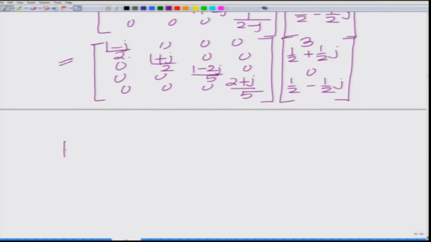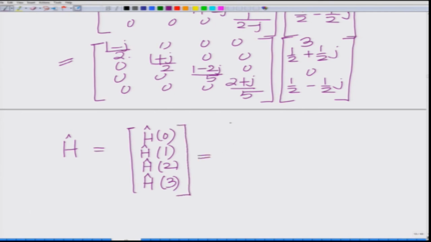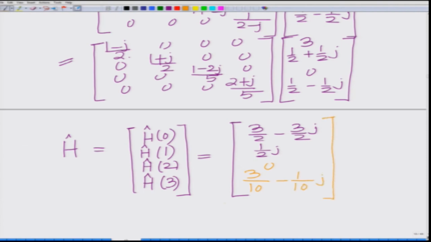and you can multiply this out now and you can clearly see that your H hat, which is a vector of estimates of the channel coefficients across the subcarriers, is equal to, well, 3 by 2 minus 3 by 2 j, and half j, and this is 0 and this is 3 by 10 minus 1 by 10 times j, alright.